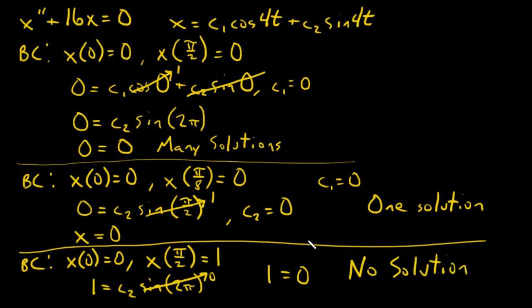And there you have it. Many solutions, one solution, no solution. It all depends on what your boundary values are for your boundary conditions. That's what we were talking about when you don't have a unique solution for boundary value problems. You only have that possibility of many, one, or none.